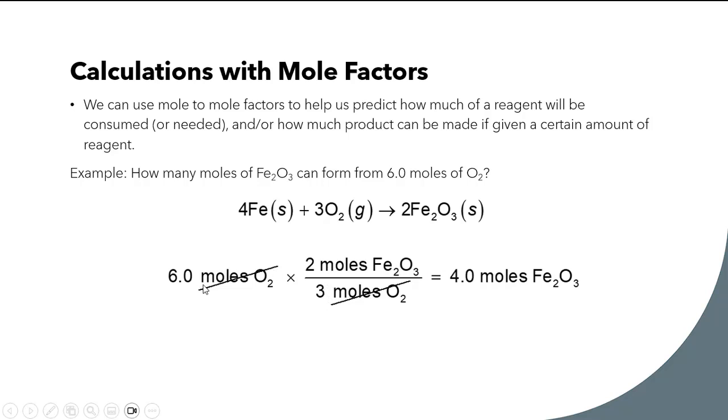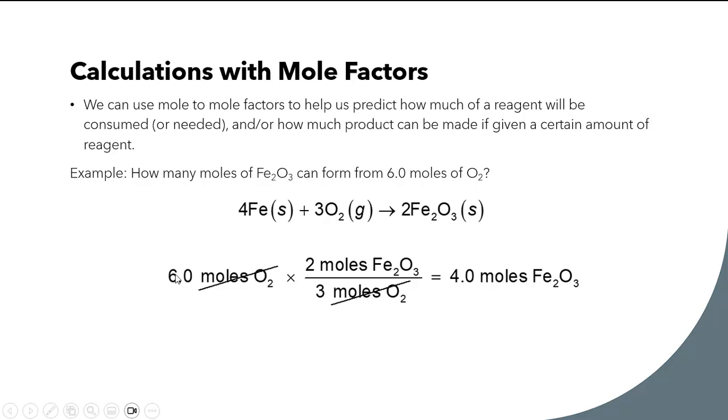Now remember, if we're starting with oxygen, we want to use the mole-to-mole factor in which oxygen is on the bottom. So again, look at our coefficients. For every 3 moles of oxygen, we should get 2 moles of iron oxide. Therefore, our mole-to-mole factor should be 2 moles of iron oxide for every 3 moles of oxygen. Remember, just slide your coefficients there in front of that reagent. Notice our dimensional analysis that moles of oxygen cancel, and we are left with moles of iron oxide, which is what we are asked to calculate.